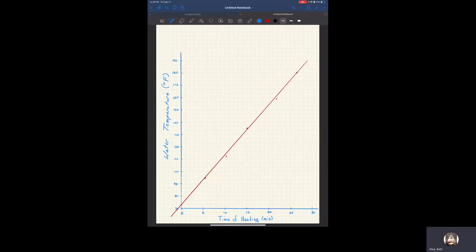Okay, so the next thing you're going to want to do with your graph is you're going to want to title it. Again, some kind of descriptive title. So here we could do water temperature increase as heating time increases.